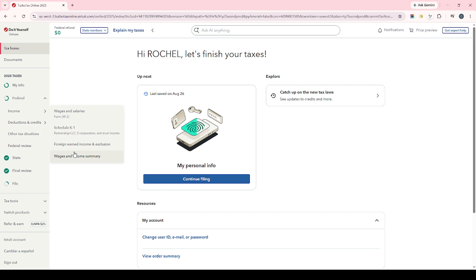That's the full process. Go to Income and Expenses, open Investments, enter your proceeds and cost basis, and let TurboTax calculate the net capital gain or loss on Schedule D. If you enter the numbers carefully, the software does the rest and helps keep your investment reporting organized and accurate.